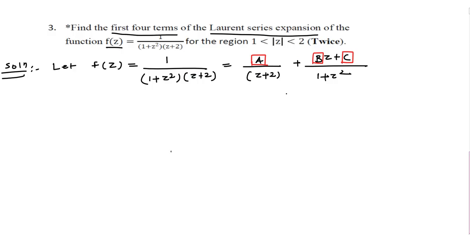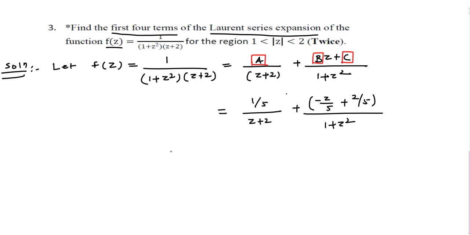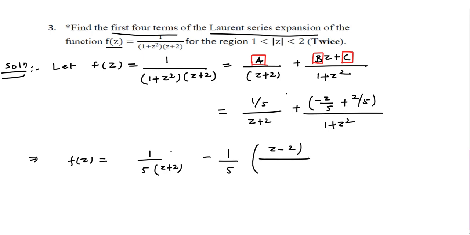So we can write the given function f of z as 1 by 5 upon z plus 2, plus negative z by 5 plus 2 by 5 over 1 plus z square. So now the given function f of z can be written as 1 by 5 upon z plus 2, take the negative 1 by 5 as common, so we will get z negative 2 over 1 plus z square.